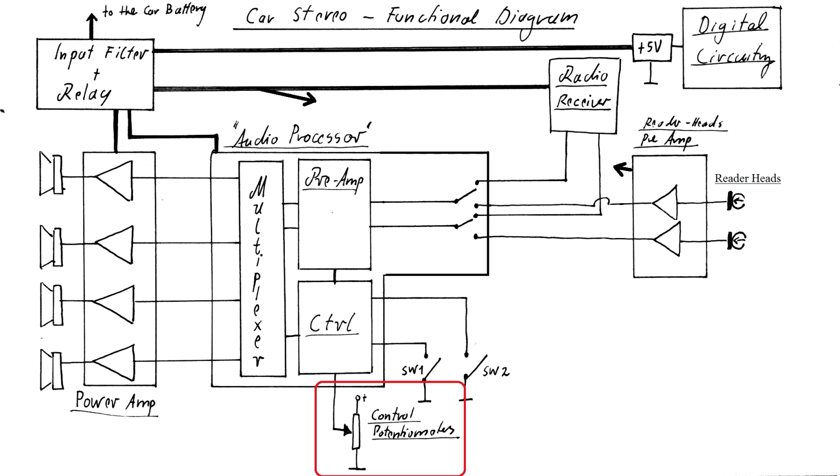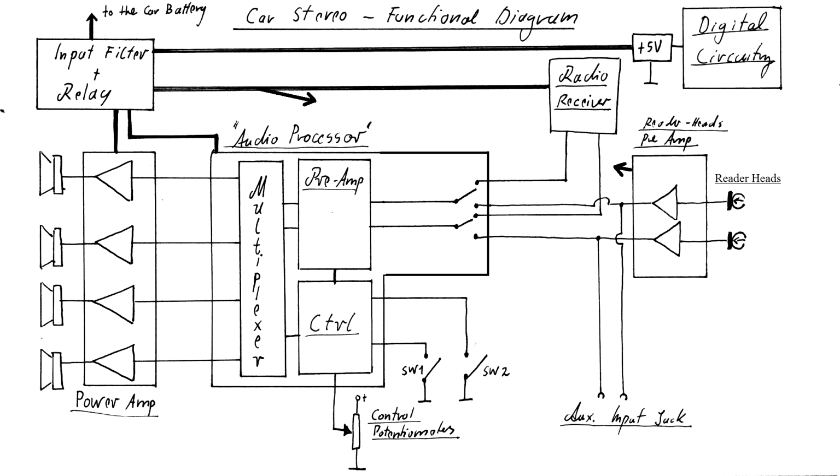To attach external sound sources like smartphones or MP3 players, I will now do the following modification. An external stereo input jack is soldered to the input pins of the audio processor. The traces which lead from the reader head's preamplifier to the audio processor are deleted.